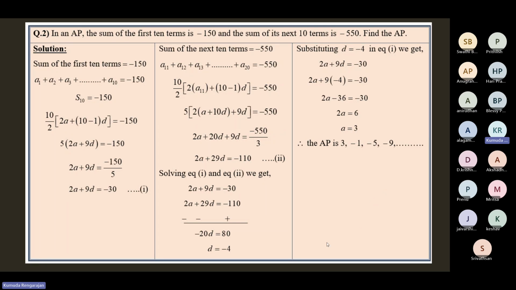I'm just turning off my camera because I don't want to simply stare into the camera like this, saying nothing. But I'm right here.